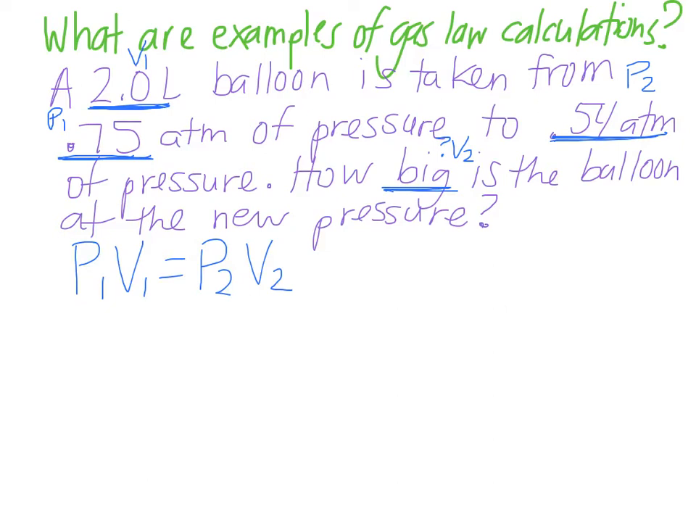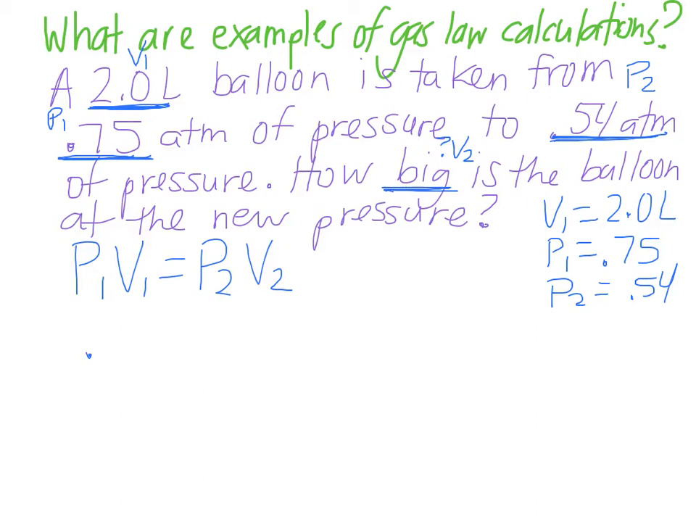So if you're one of those people that gets a little lost when you're reading your problems, you can go ahead and write off to the side what the variables are that were given in the problem, and then you can go ahead and plug them in. So I'm just going to do that real quick off to the side. So the very first thing is P1 times V1.